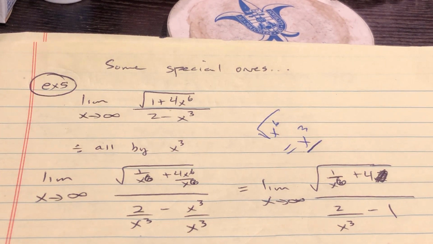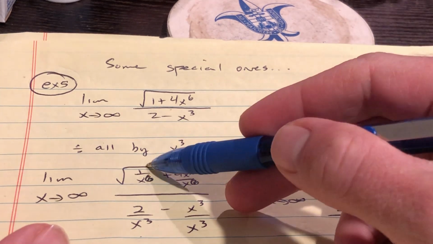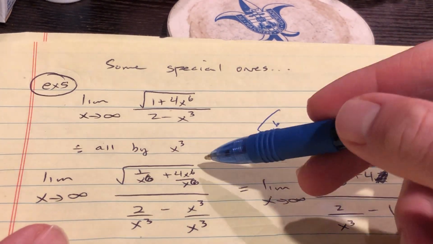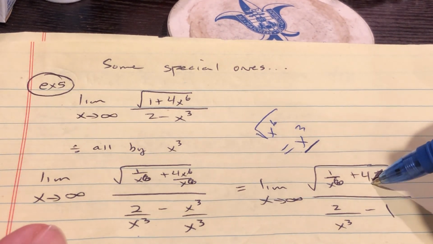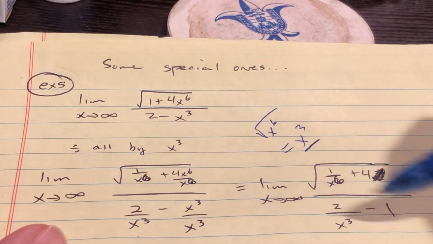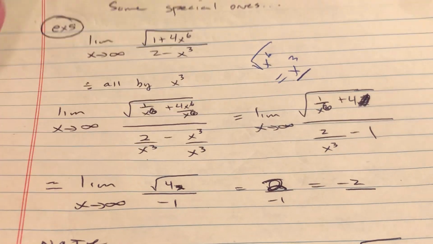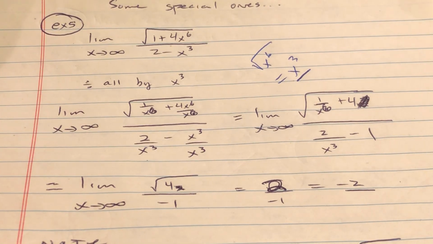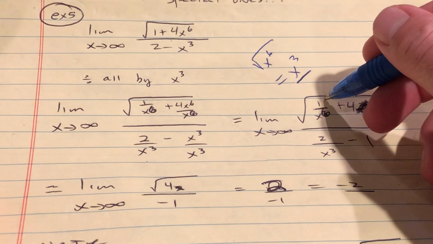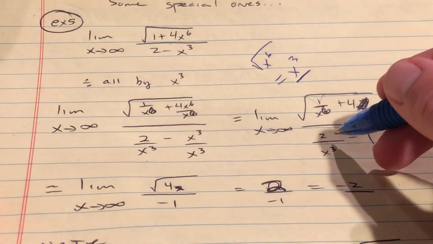You guys are going to see there's another way that we can do this. I'm going to show you the simplified way. But technically, x to the 6th would need to go into the square root. And I made a boo-boo before. 1 over x to the 6th, and this would just be 4 inside the square root. This is 2 over x to the 3rd, and this would just be minus 1. Now, if you're going to let x go to infinity, this is just going to be 0, and this is essentially going to be 0.